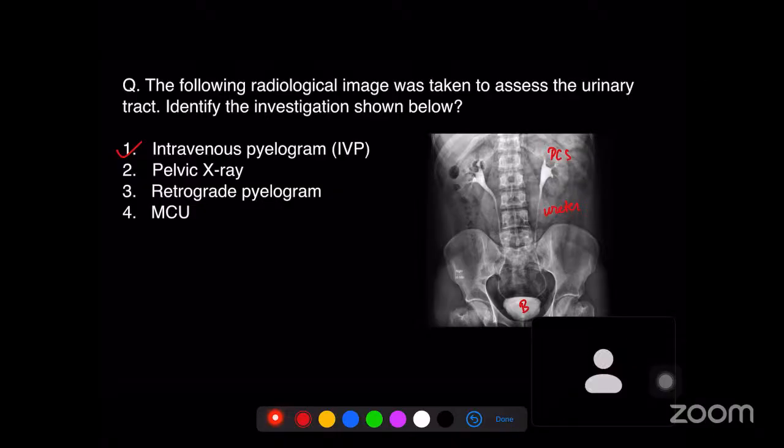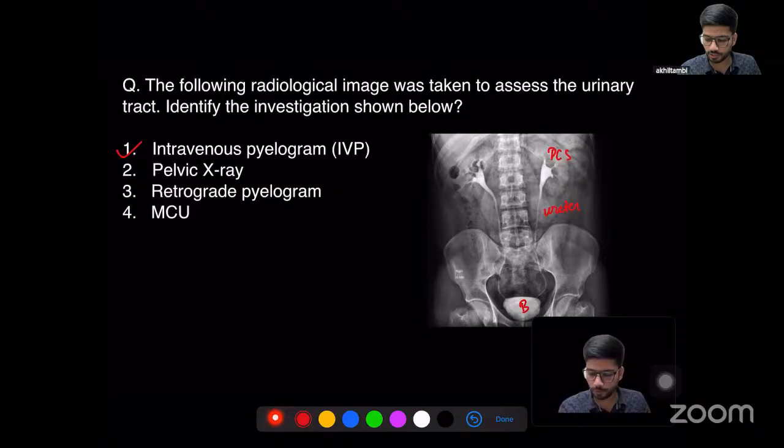So in case of retrograde pyelogram, what we will be able to see is a urethroscope that is inserted inside the bladder, and then we are going to fill the dye. Okay, so that is not given here. You can't see anything in the bladder, so that's a wrong option. And in MCU, only bladder and urethra will be visible, and not the ureters and the pelvicalyceal system. Okay, so the answer to this question will be IVP.